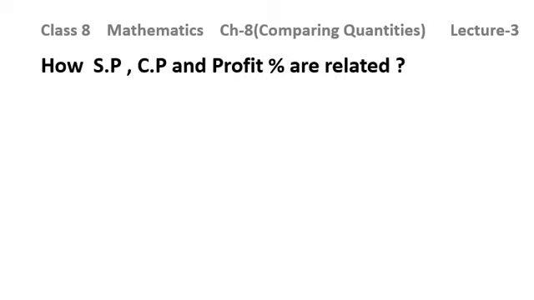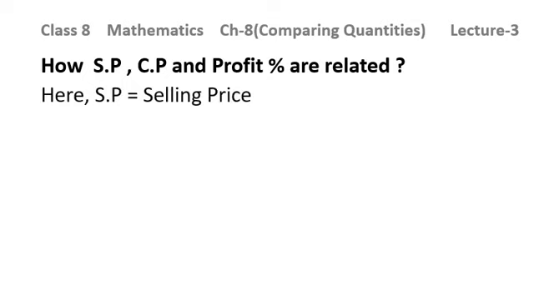Now, how are SP, CP and profit percent related? I told you one formula relating all these three. SP is the selling price, CP is the cost price, and profit percent may be given to you. Then, if any one of these three is unknown, you can find it using this formula, or you can simply do it your own way, which you learnt in the previous class.